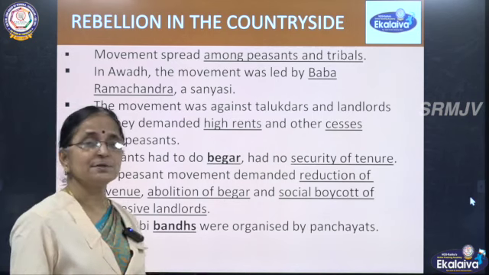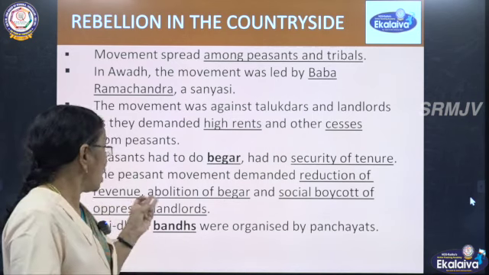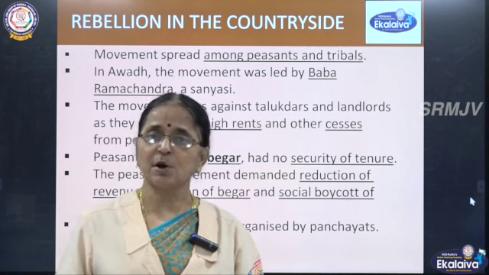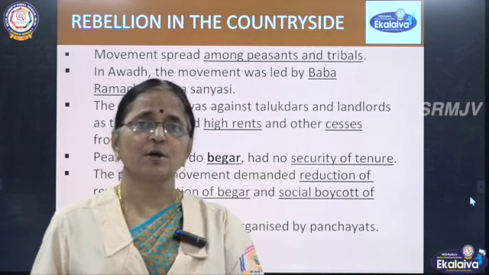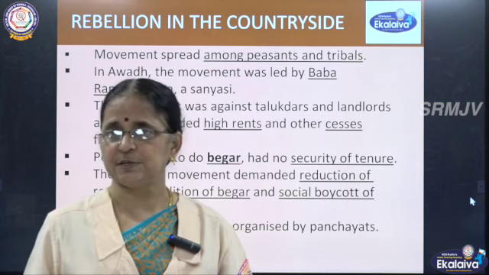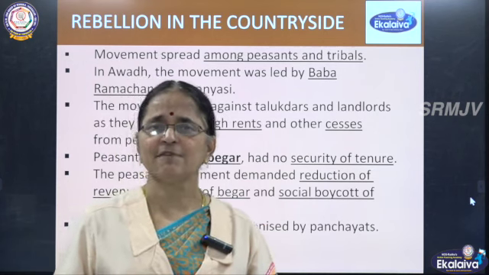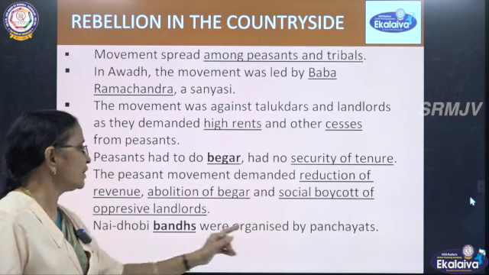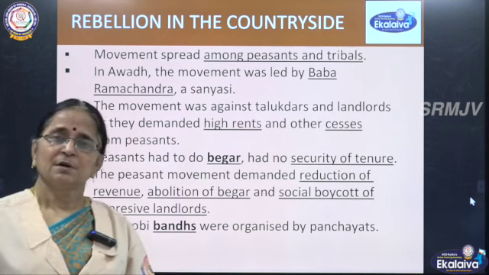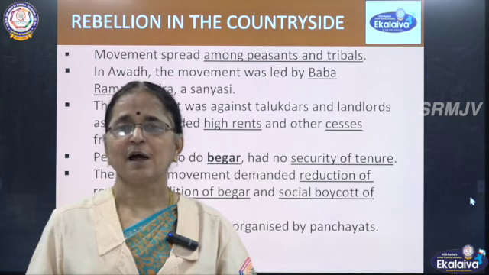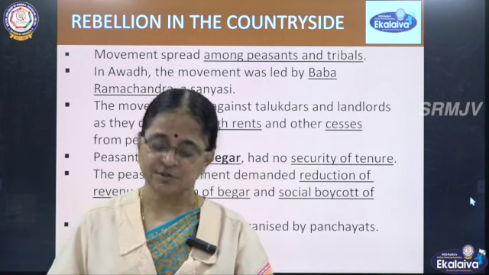The peasant movement demanded reduction of revenue, abolition of the begar system, and abolition of social boycott of oppressive landlords. Social boycott is a system in which a person or a group of persons were not allowed to mingle in society. So these three demands were put forth by the peasants in the Awadh region. Nai Dhobi bands were organized by panchayats. The services of barbers and washermen were denied to the landlords. They refused to serve the landlords. In this way, they showed their anger towards the talukdars and landlords.